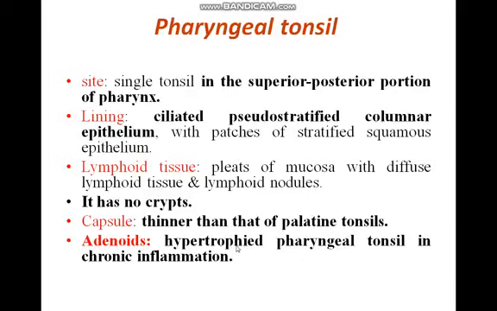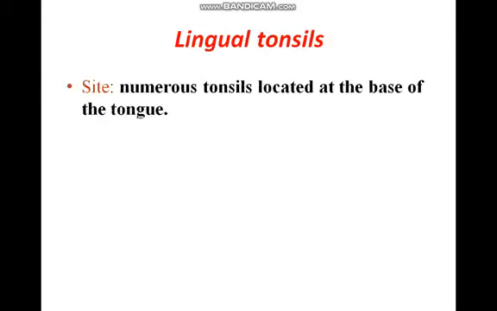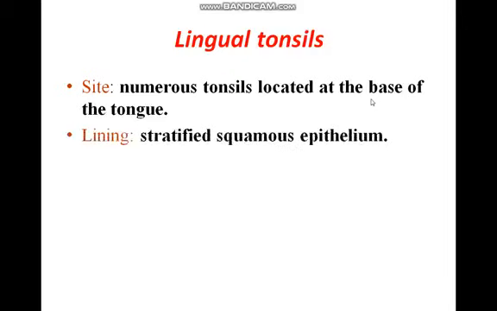it blocks the airways. Lingual tonsils are numerous, located at the base of the tongue, in the posterior third of the tongue, lined by stratified squamous epithelium. Each one has a single crypt.